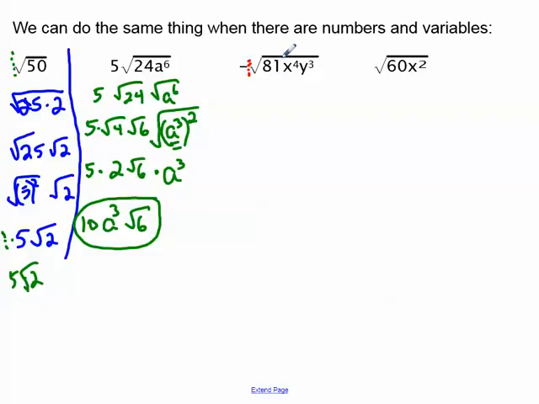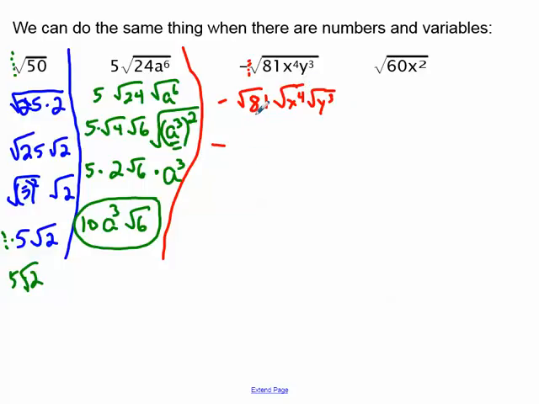We got an 81. Now we got 2 variables inside the house. But what does that mean? That means that we give these 3 things their own house. I'm going to give that guy over here his own space. I'm going to say that's negative 1, if we want to, times square root of 81 gets its own house, square root of x to the 4th gets its own house, square root of y cubed gets its own house. And this is probably about as complicated as we could ever get.